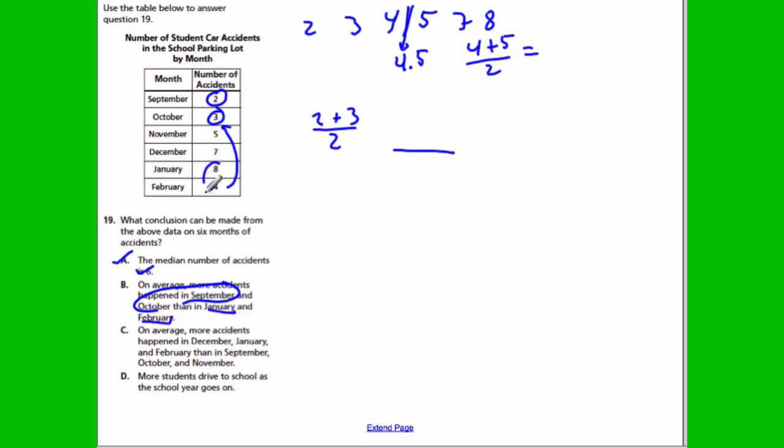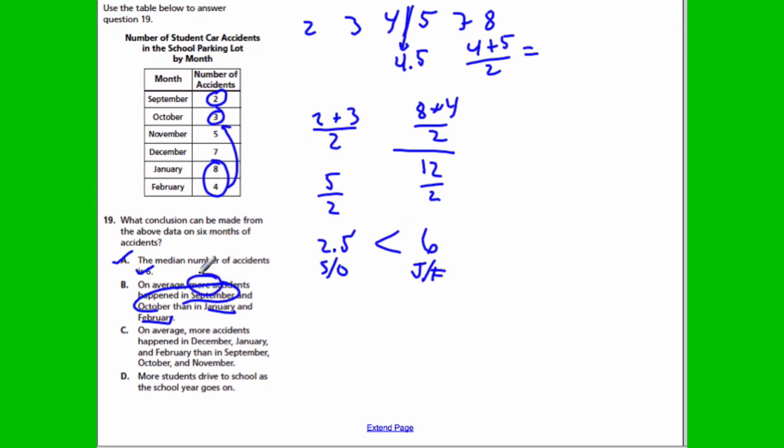Here's January and February. So 8 plus 4 cut in half. 8 plus 4 is 12 over 2, which is 6. 2.5 is less than 6, so September and October is less than January and February. They say that it is more accidents, but we found that it is actually less on average, so B doesn't work.